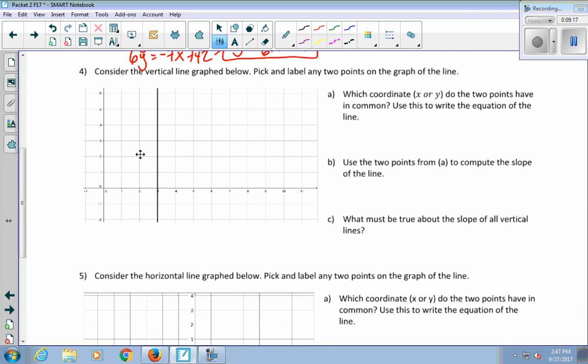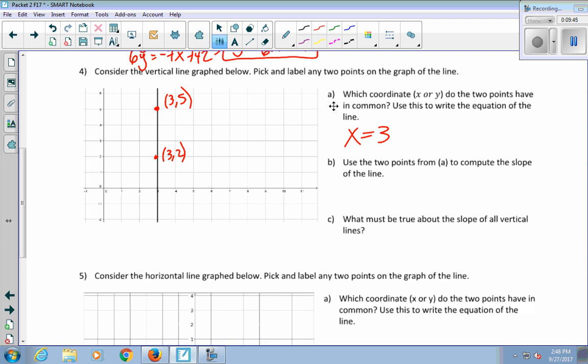Okay, here's a vertical line. Pick and label any 2 points on the graph of the line. Okay, here's a point, and that's at 3, 5. And here's another point that's at 3, 2. Which coordinate, x or y, do the 2 points have in common? X. And they are both 3. So x equals 3 is the equation of that line.